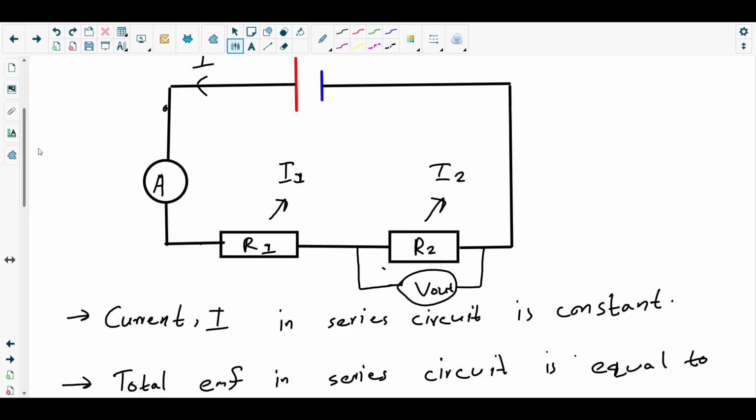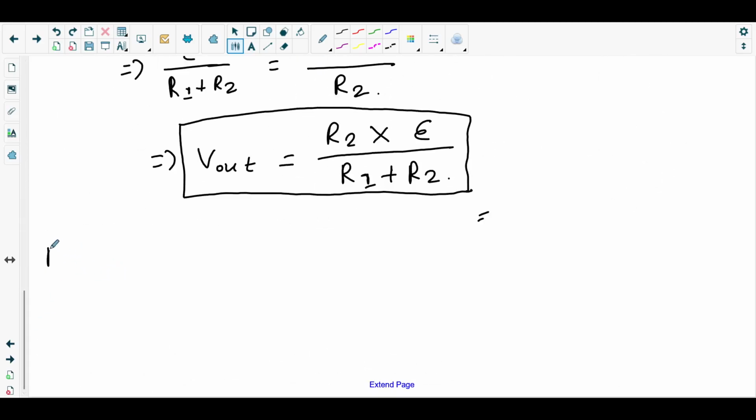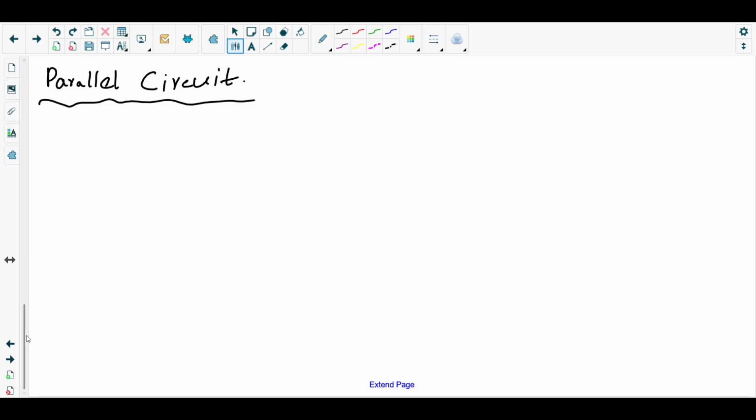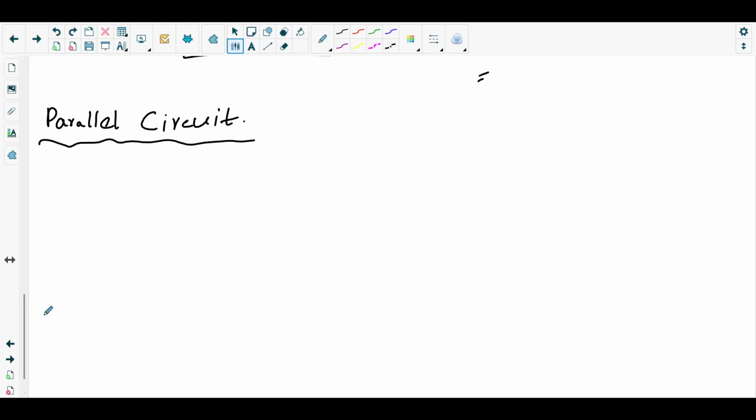We are done with the series circuit. Next is the parallel circuit: applications of Kirchhoff's law in the parallel circuit. So why am I explaining the application of Kirchhoff's law in a parallel circuit? Because when we discuss Norton's theorem, we will need the current division rule. We will need to apply the current division rule from the parallel circuit.